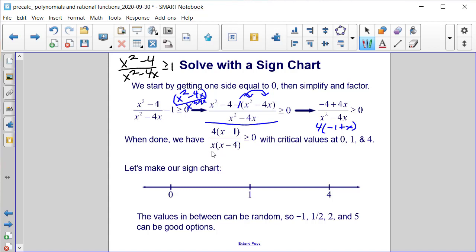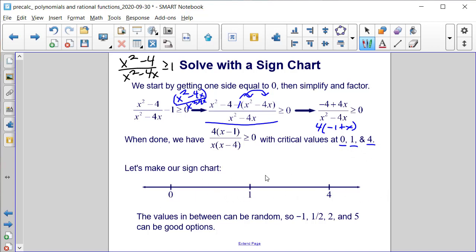Well, first let's look for the asymptotes. The asymptotes are when the denominator is equal to 0, so that's when x is 0 and when x is 4. So that takes care of these two. And then the other critical value is the x-intercept, and that's where the numerator is equal to 0. So if x minus 1 is equal to 0, the x value is 1. So that's how we get our 3 critical values, and we're going to put them on a number line.